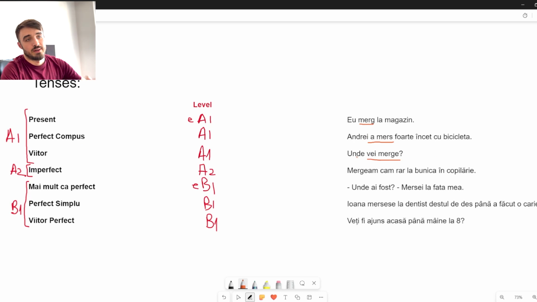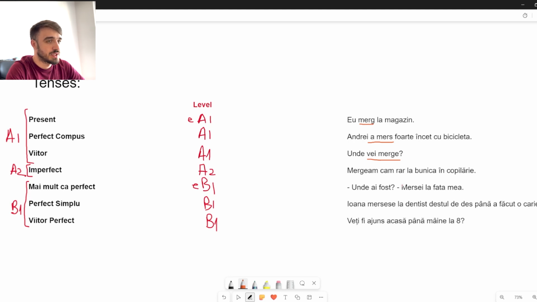Then, viitor. So, unde vei merge, unde o să mergi are the two ways, the standard ways to use the future, depending on the region. One is more commonly used than the other. Again, like it was in the case of a mers, the vei merge is in future together. Both vei and merge make the future. Those things are called auxiliaries, and you might want to learn them when you speak because they change depending on the person. So just learn them because just saying merge will not be enough. So this is the A1.